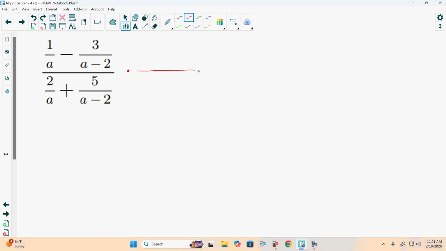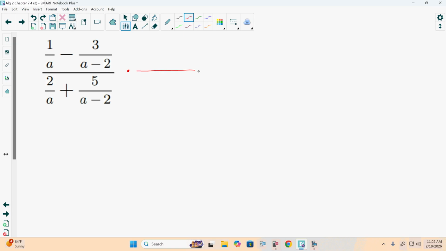We're going to look at 2 more, and then we will be done with 7.42. When we look at this problem here, again, the first thing we really need to do is figure out what we need to multiply the whole thing by. So that the fractions on top are 1 over a and 3 over a minus 2. And the 2 fractions on bottom, the 2 over a and 5 over a minus 2, those fractions will simplify down. We won't have fractions there anymore. And to do that, we need to figure out what we need to multiply everything by.